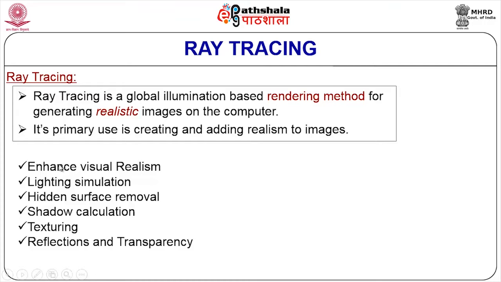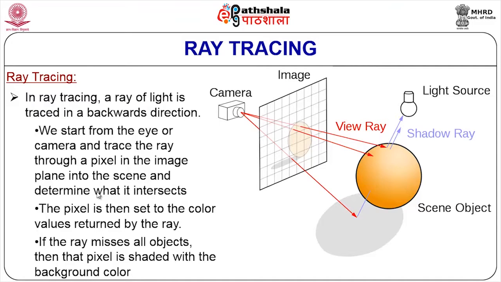Ray tracing is a global illumination based rendering method for generating realistic images on the computer. So adding realism is so fundamental, and it is the ultimate objective. The advantages of ray tracing are to enhance visual realism, lighting simulation, hidden surface removal, shadow calculation, texturing, reflections and transparency. As you can see here, a principle of ray tracing is to calculate the amount of light that reaches a given pixel position.